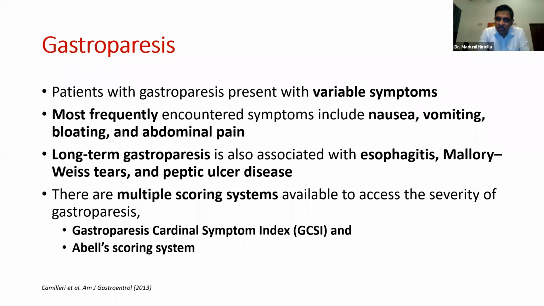Patients with gastroparesis present with a variety of symptoms, and the most frequently encountered symptoms include nausea, vomiting, abdominal bloating, and abdominal pain. This is mostly postprandial. Long-term gastroparesis is also associated with stasis and the consequences of repeated vomiting, such as esophagitis, Mallory-Weiss tears, and peptic ulcer disease. There are multiple scoring systems available to assess the severity of gastroparesis, and some of these include the Gastroparesis Cardinal Symptom Index, or GCSI, and the Bell scoring system.